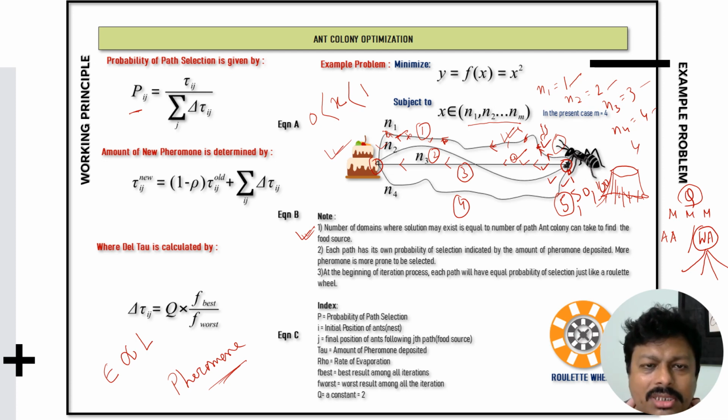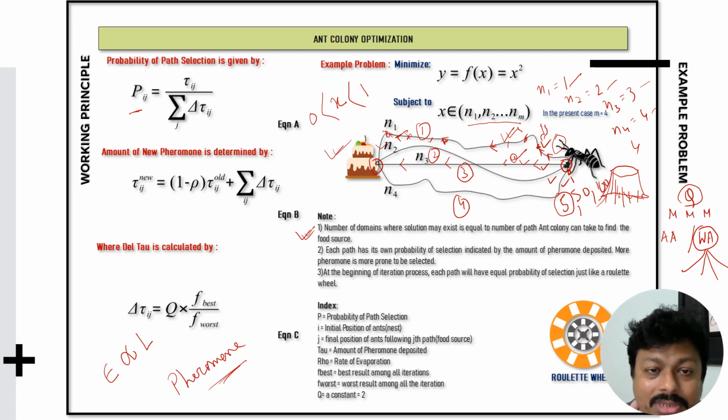Now this tau depicts the amount of pheromone which was deposited when the ant is traveling from I to J. J can be any path, whether I to the food source through J is equal to 1, J is equal to 2, J is equal to 3, J is equal to 4. So basically the ant can take any one of the 4 paths with uniform probability at the initial time.